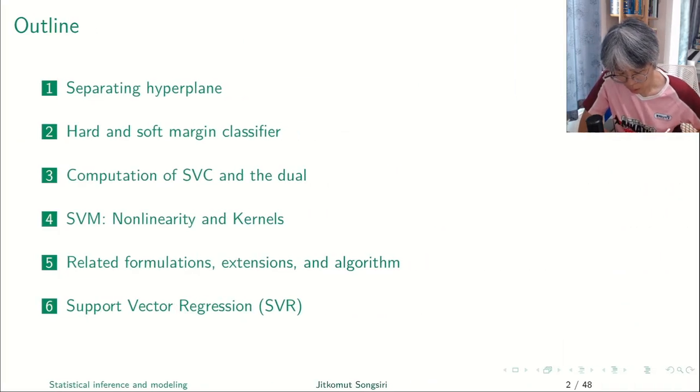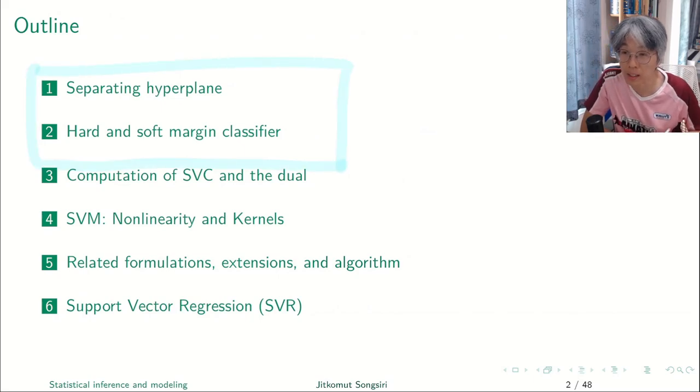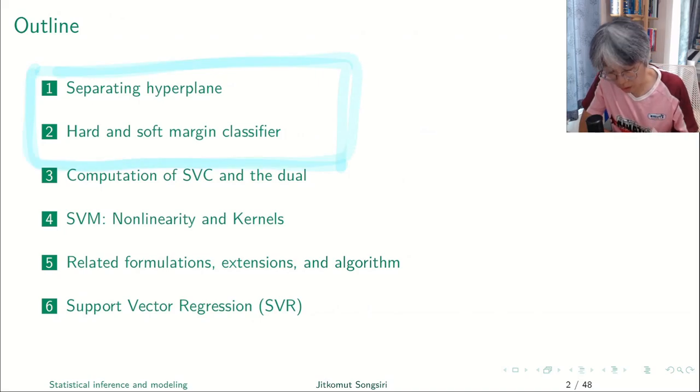There are, of course, many tutorials out there that explain SVM. What we're going to do here is to go back to the basics, the fundamental principle of SVM, which is a mathematical formulation as an optimization. In the first video clip, we're going to give the principle of finding a separating hyperplane, and talk about the basics of the hard and soft margin classifier, the SVC.